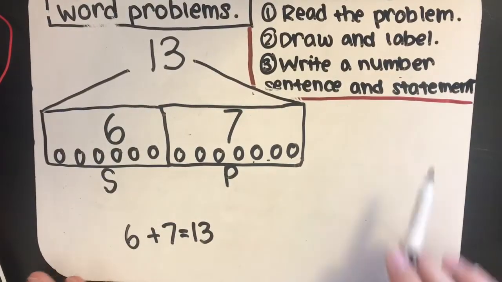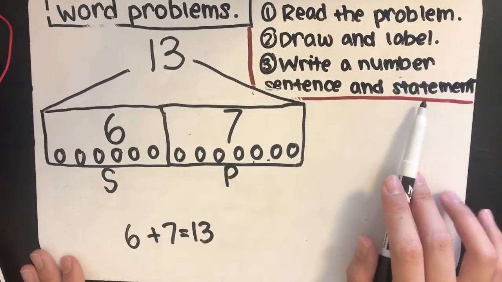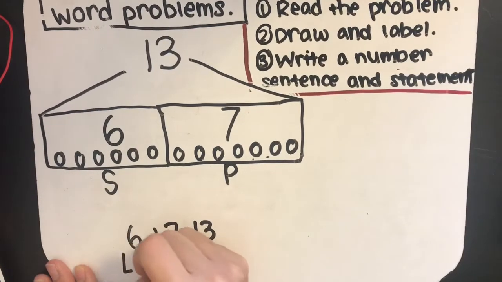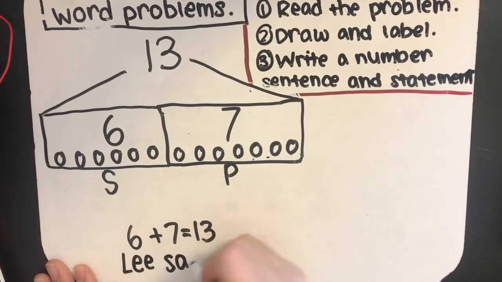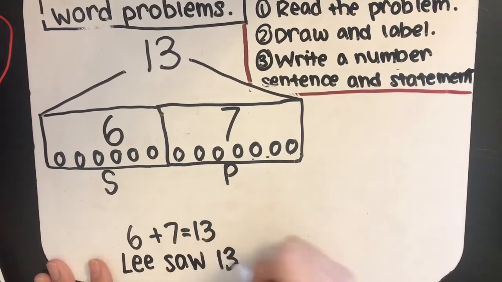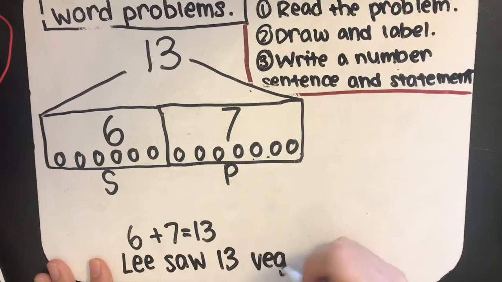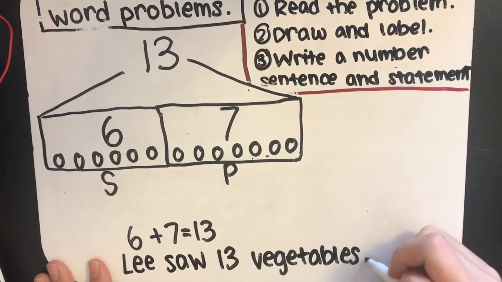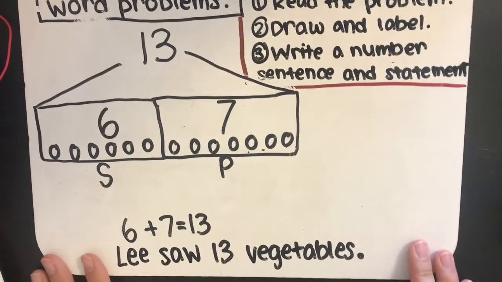Awesome. And we have to write our statement. So we can write something like, Lee saw 13 vegetables. Don't forget the period at the end.